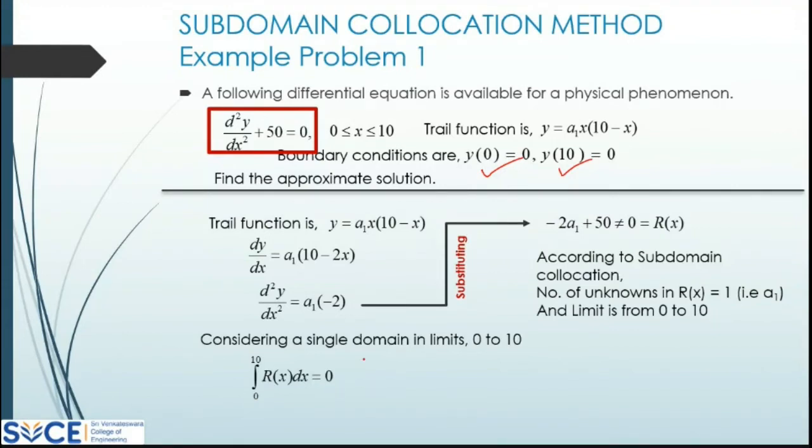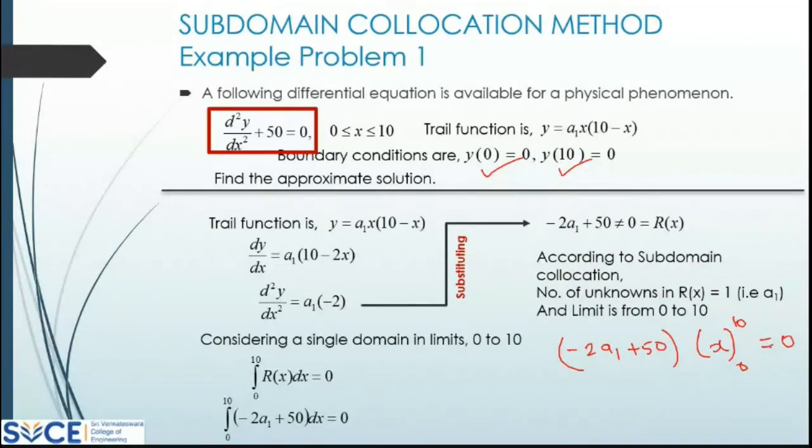What is my r of x? I know what is my r of x. R of x is minus 2a1 plus 50, into dx is equal to 0. Integrating this, what you'll get? You don't have any x term here, so when I integrate, I will get one x. I skipped some step, I will write it here. So you will get minus 2a1 plus 50 into x. The x will have a limit from 0 to 10. This is equal to 0.